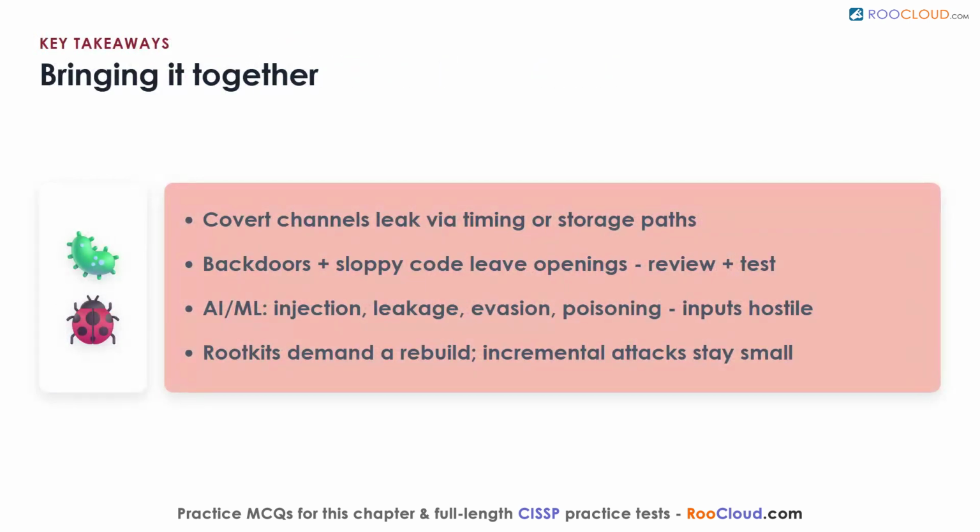So let's bring it together. No architecture is airtight, so you learn the flaw patterns. Covert channels leak data through timing or storage paths you are not watching. Design and coding flaws, from backdoors to sloppy error handling, leave openings you close with review and testing. AI and machine learning bring prompt injection, prompt leakage, evasion, and data poisoning, so you treat every model input as hostile. Rootkits hide deep and demand a full rebuild, and incremental attacks like data diddling and the salami attack stay small on purpose. Watch for the subtle, and you catch what the confident miss.